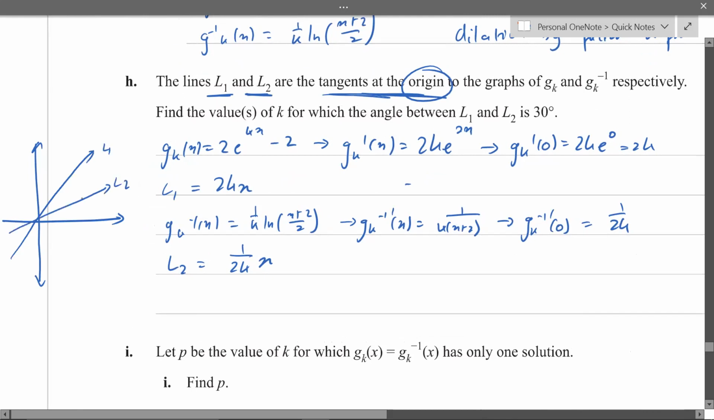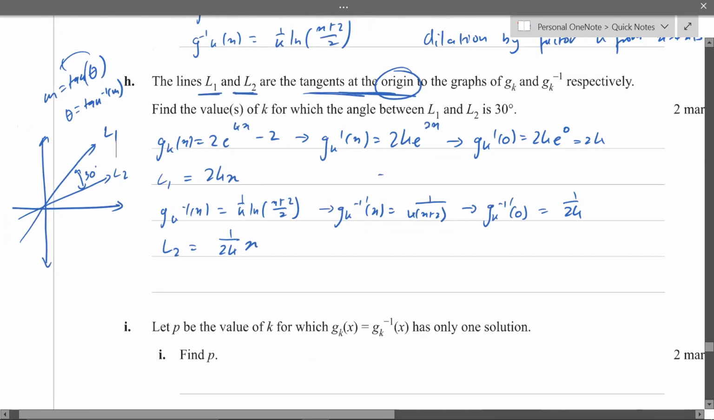So next part of the question, you might get stuck. You have these two gradients, L1 and L2, and it's saying that the angle between them is 30. So you might think, m equals tan theta, so you might do theta equals tan inverse m, then do tan inverse of this one minus this one and equate it to 30 and put that into your CAS. But if you do that, it won't work. Or it might give you decimals. I think I got decimals. But the question's asking for exact values. So if your CAS gives you decimals and you can't find a way to turn it into exact values, that's probably a hint that you're doing something wrong.